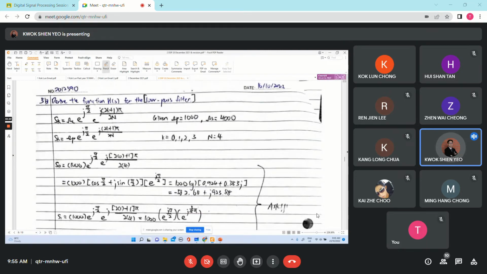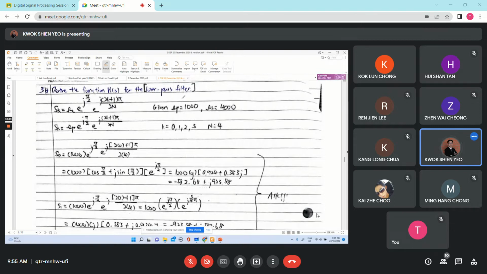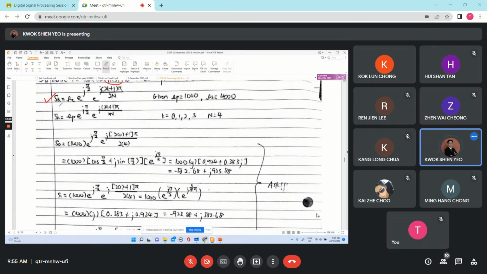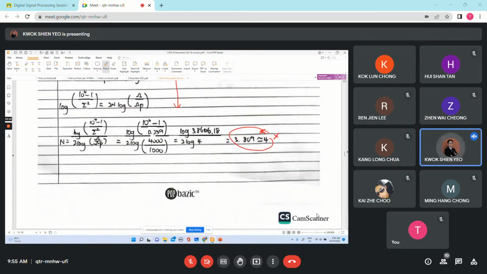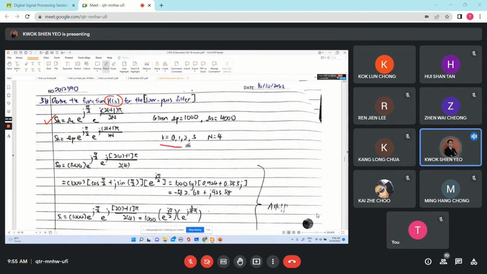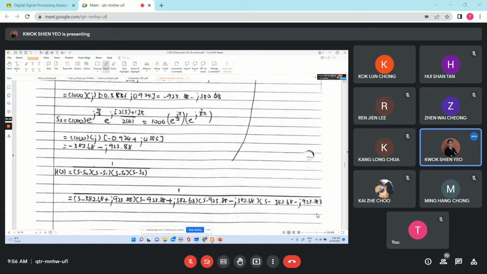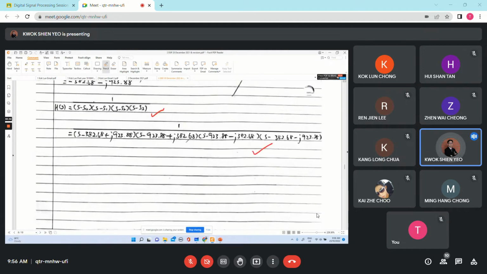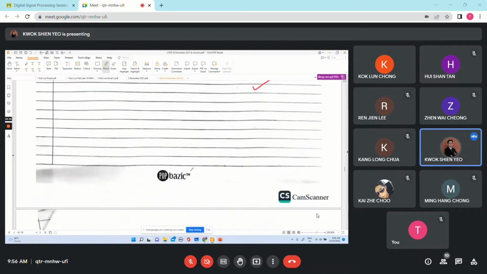Okay, next one, derive the function Hs for the low pass filter. You need to know Hs for Butterworth. You use this method. That's correct. So you got how many? Let's say n equals 4, so your sk is 0, 1, 2, 3. Okay, correct. So if the step is correct, I didn't check the answer. The step is correct. Because if your answer is also correct, then you get full marks.